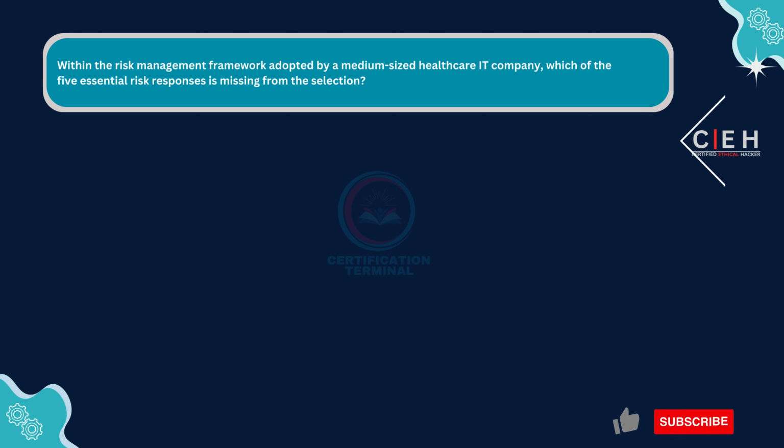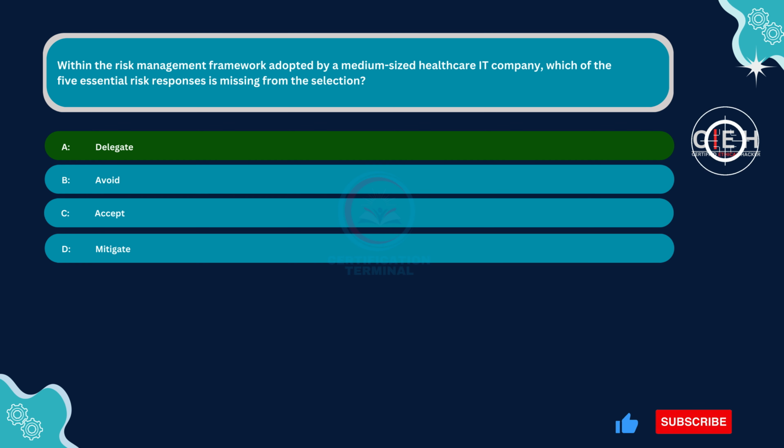In risk management, the 5 essential risk responses are commonly known as the 5 Ds: avoid, accept, mitigate, transfer, and exploit. However, delegate is not typically considered one of the core risk responses. Instead, it falls under the broader strategy of transferring risk. Delegating involves assigning responsibility for managing a particular risk to another party, such as outsourcing a task or function to a third-party service provider. Option B, avoid, is incorrect.